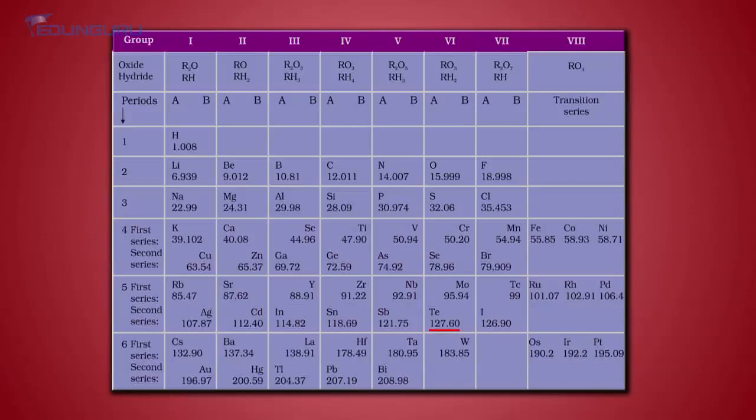Similarly, tellurium was placed before iodine. This was done because tellurium has properties which are similar to oxygen, sulfur and selenium, and the properties of iodine are similar to fluorine, chlorine and bromine.